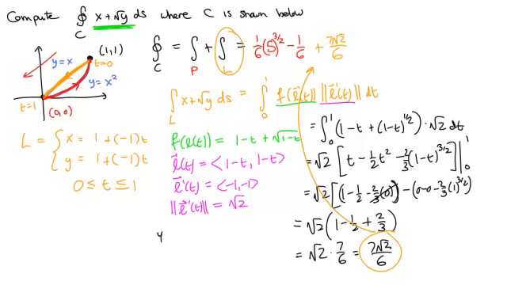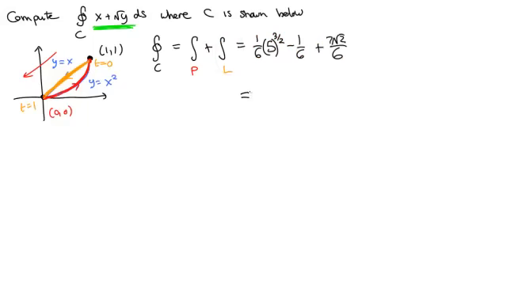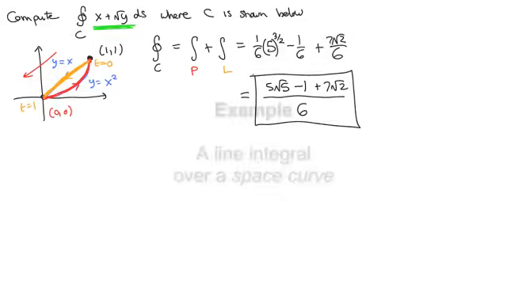So if we clean this up, we can put this on a common denominator to come up with 6 on the bottom. 5 to the 3/2 power would be 5 root 5, minus 1, plus 7 root 2. And so there is our line integral.